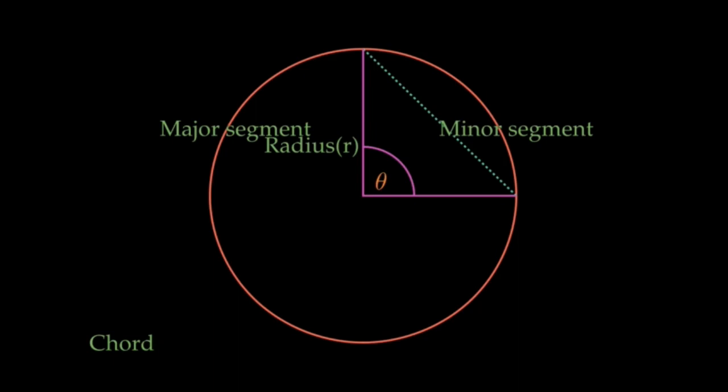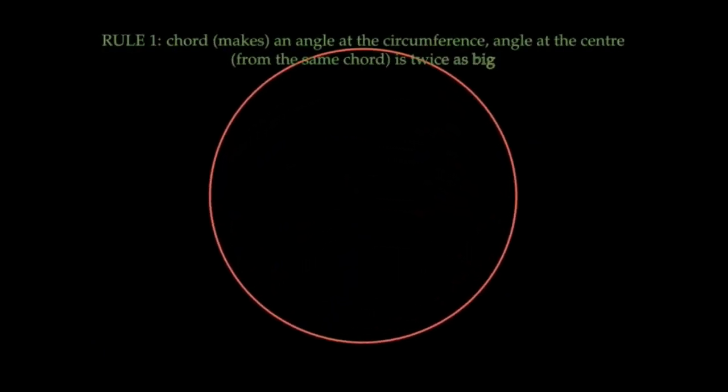So let's just look at the first rule of circle geometry. When we're calculating angles in circle geometry, we follow rules, the properties or theorems. Now, the first theorem states that if a chord makes an angle at the circumference of the circle, then the angle at the center of the circle made by the same chord is twice as big. So that is called the first theorem of circle geometry.